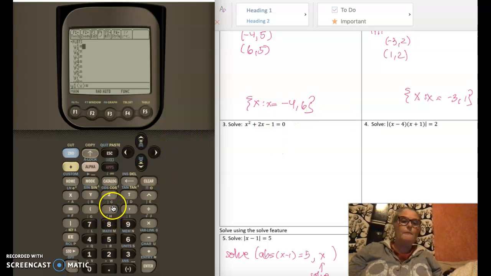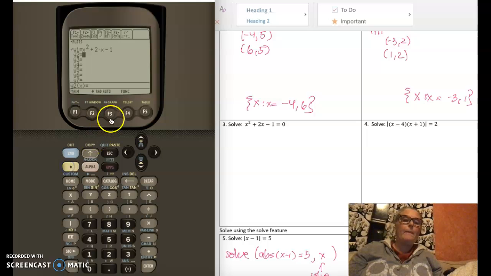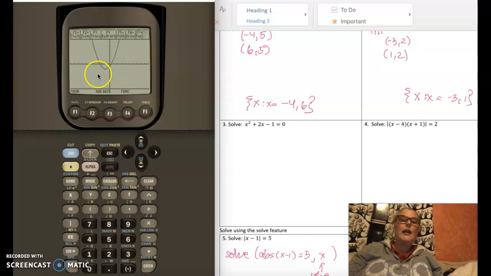But for our case here, we are going to put x squared plus 2x minus 1. And then hit enter, and if I entered it correctly, it'll look like it's supposed to. Okay, definitely looks like it's supposed to. I'm going to go into graph, like that. And now you just have to keep in mind that we're looking for where it intersects only the x-axis.